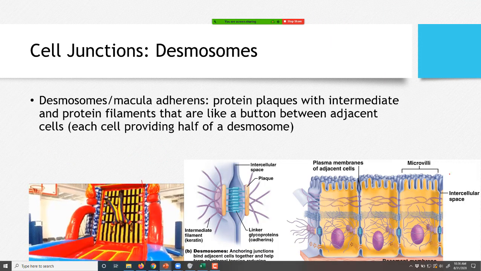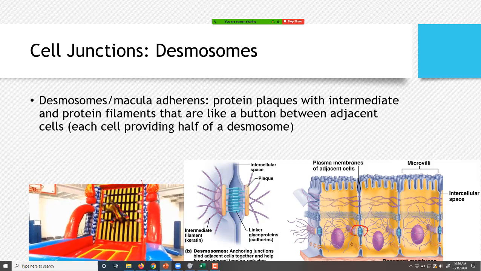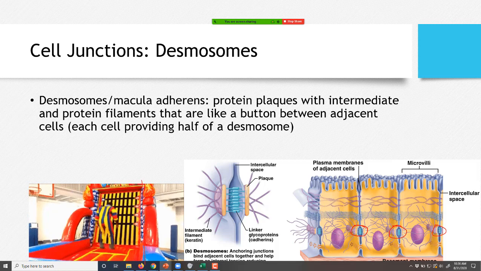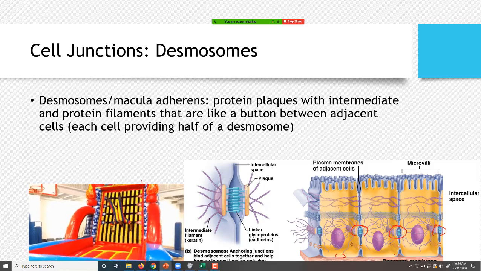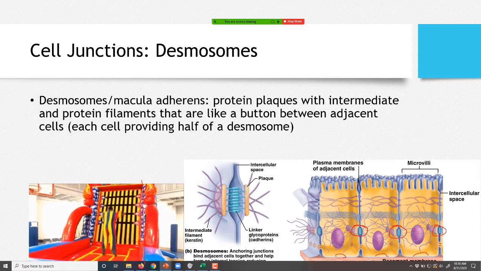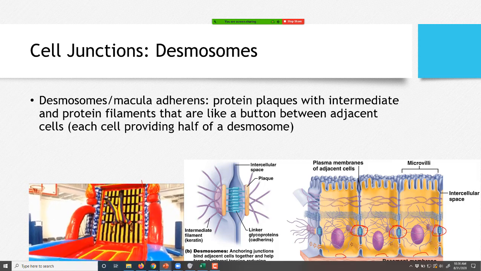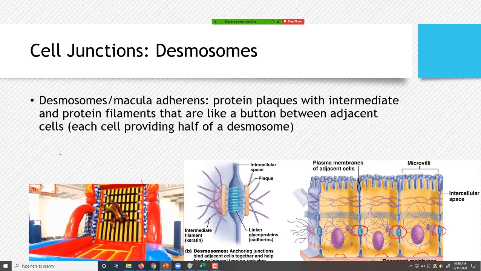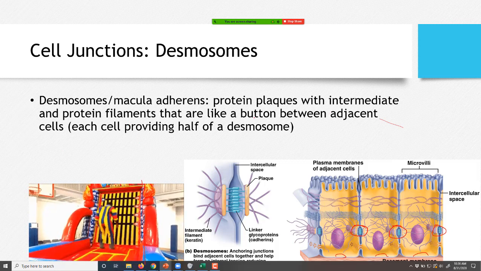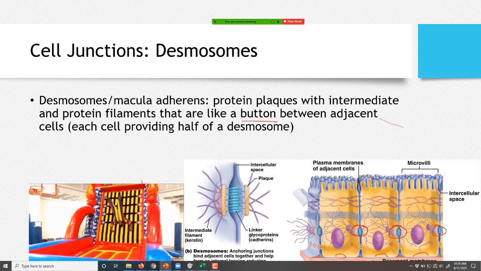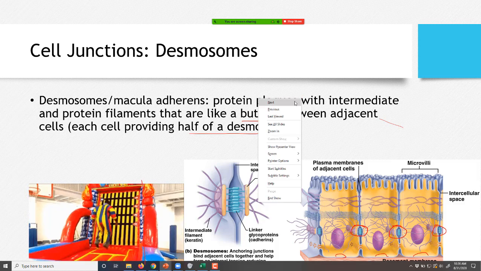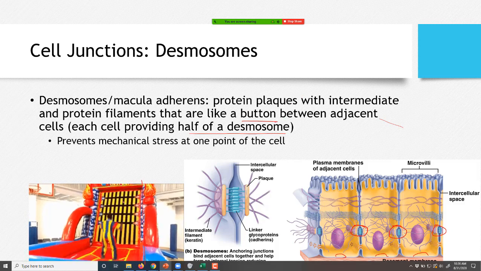Desmosomes, on the other hand, are located here on the lateral surface as well, and also sometimes on the basal surface. It's not shown on this diagram, but I'll talk about that in a sec. So this is using intermediate protein filaments. So there are proteins once again, and it becomes more like a button. Sometimes it's a half desmosome, and that's the one on the base.